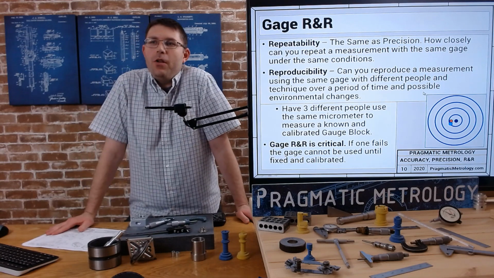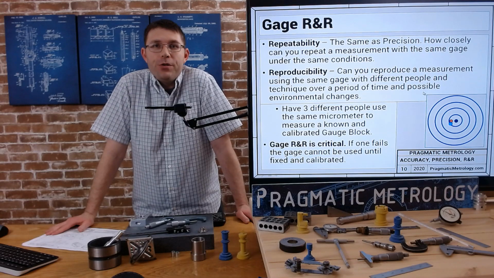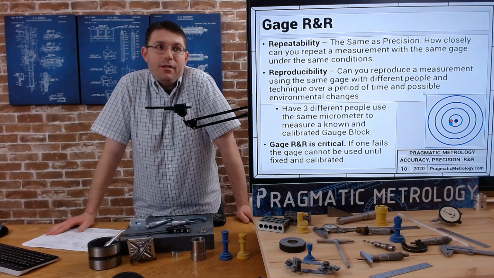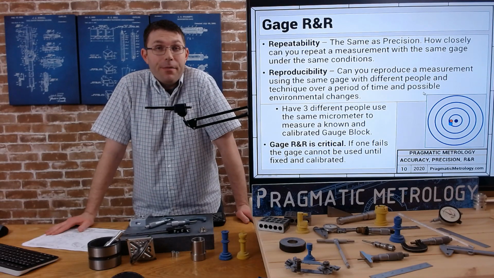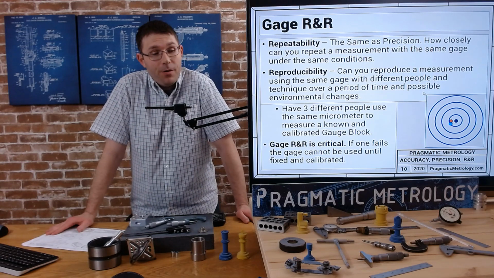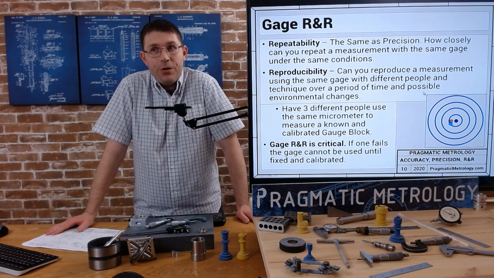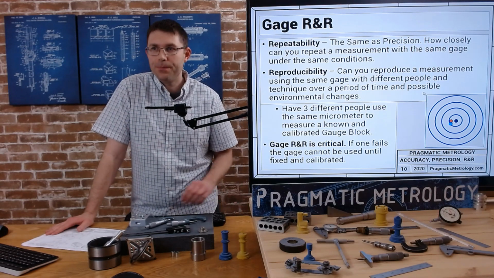But that last bullet point in bold, Gage R&R is critical. If you're not reproducing, you can't really trust the method. If you're not repeating, you can't really trust the method. Something probably needs to be fixed and calibrated. Because when you have gauges in good calibrated condition, they will repeat and reproduce.